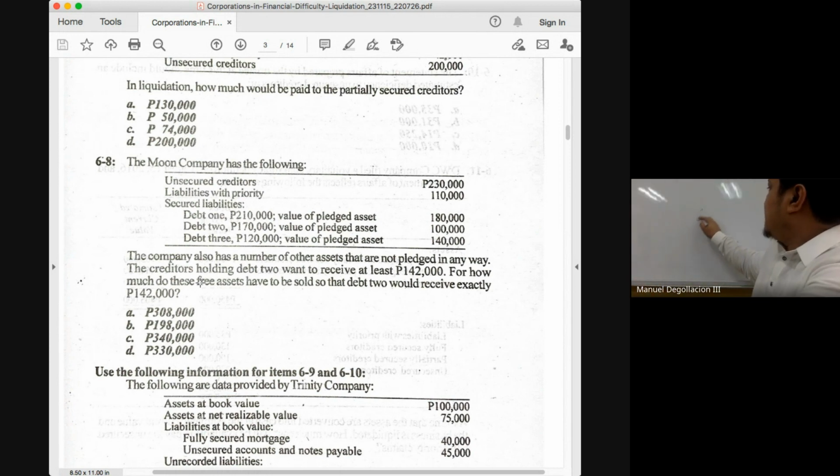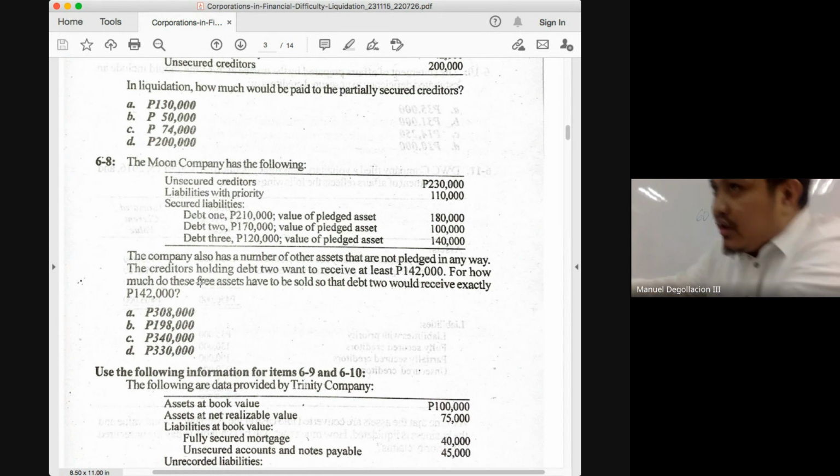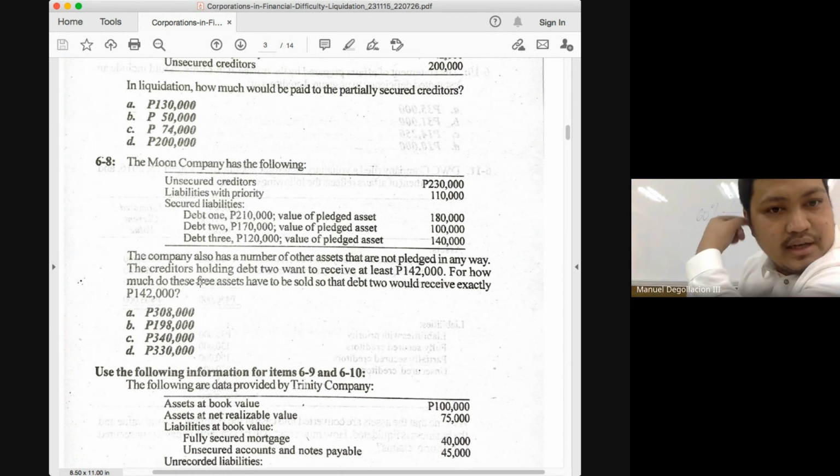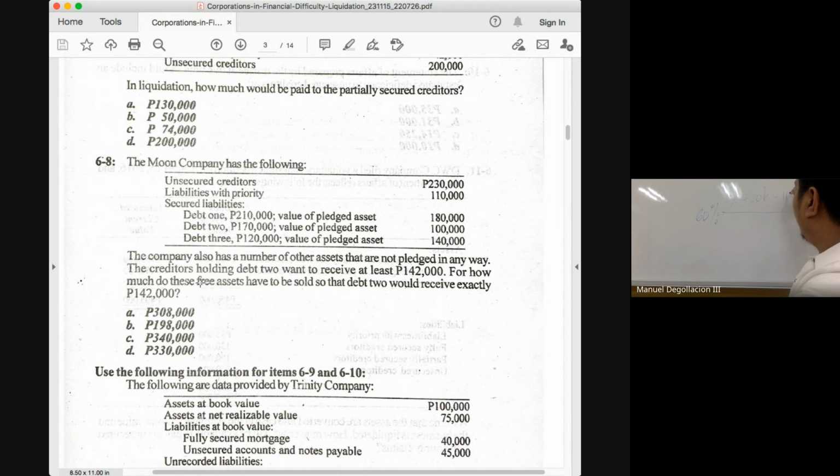We already have 60% class, and we just need our net free assets and our total unsecured liabilities. Okay, this is what we need. We need to add the excess. How much is the excess class? 20,000. And then deduct what? Liabilities with priority. Okay, this is the second thing I always want you to remember for your numerator.